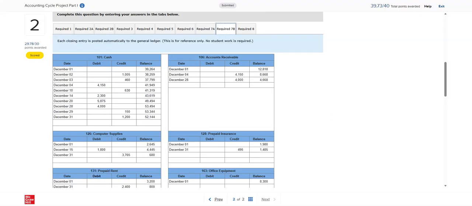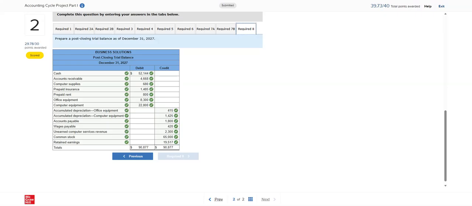The final step is preparing the post-closing trial balance, which is right here. The purpose of the post-closing trial balance is to verify that only permanent accounts, so assets, liabilities, and equity, remain with balances after closing entries have been completed. Basically, this just confirms that the books are ready for the next accounting period.